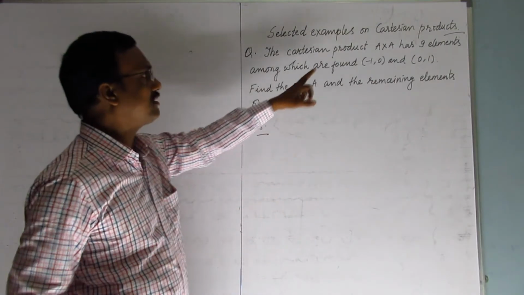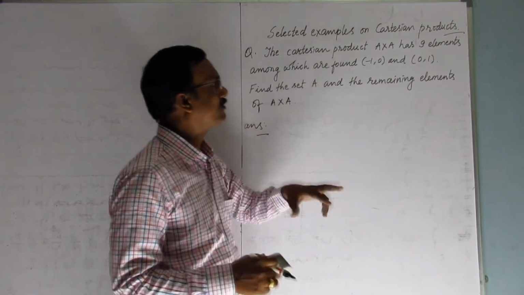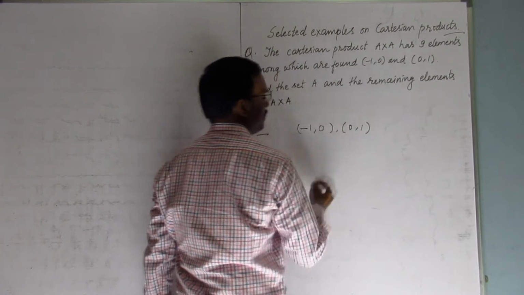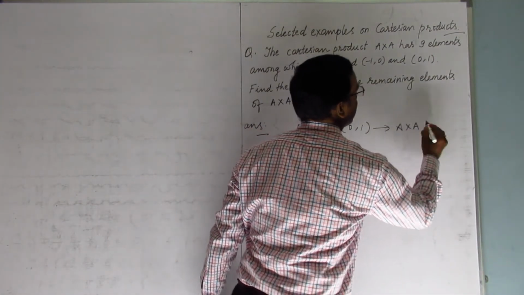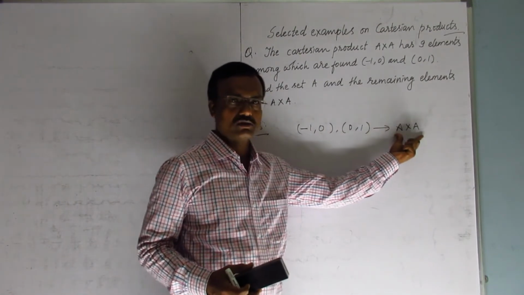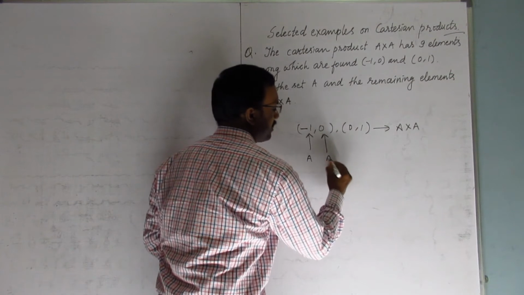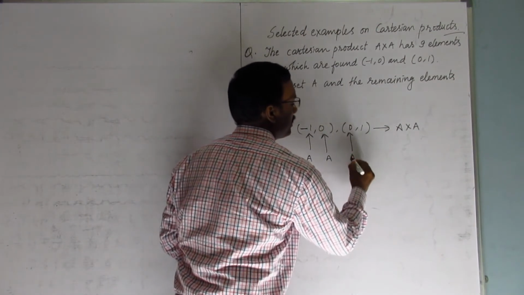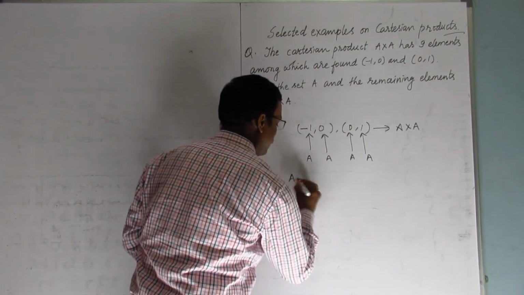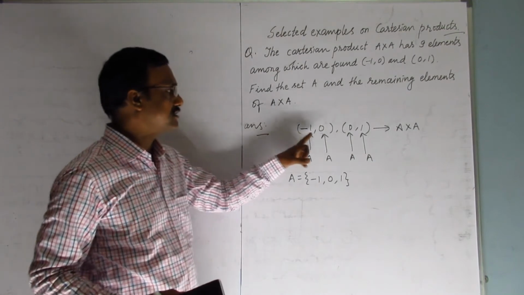In the next question, it is given that the Cartesian product A × A has 9 elements, out of which 2 are found to be (-1, 0) and (0, 1). Since these are ordered pairs from the Cartesian product A × A, the first places are from set A and the second places are also from set A. So in this way we can guess A to be having elements -1, 0 and 1. This is our guess.